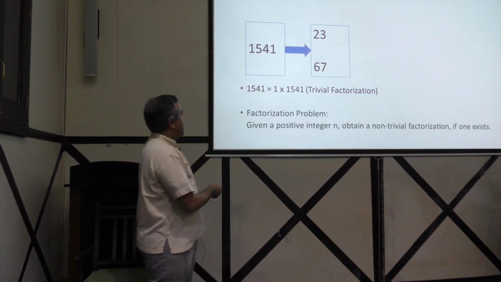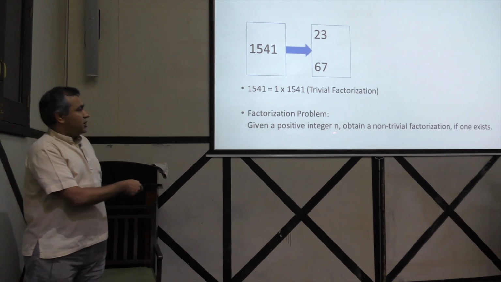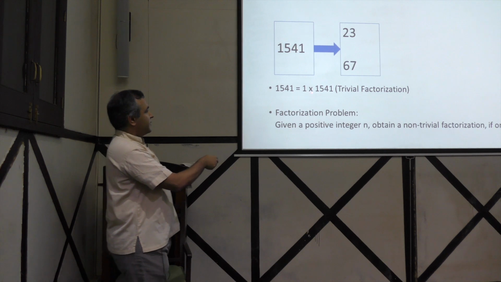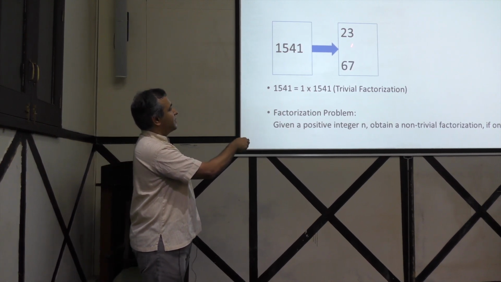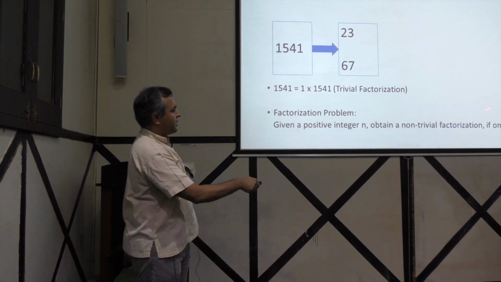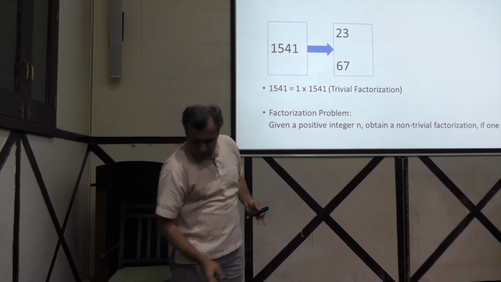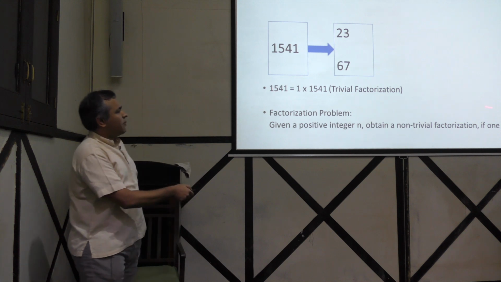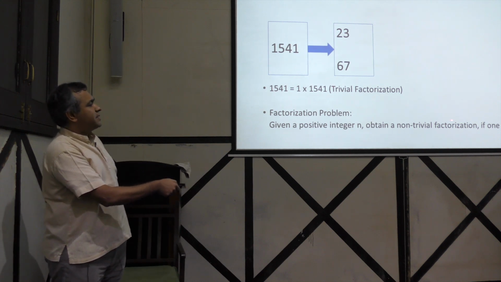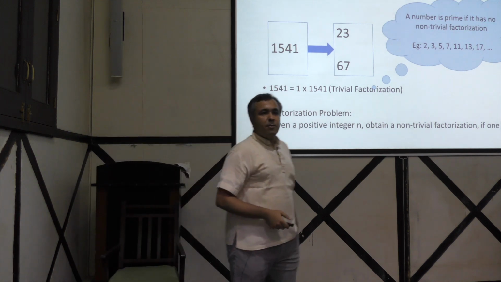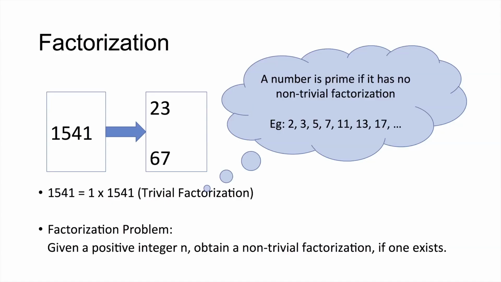So the factorization problem will be: given a positive integer n, obtain a non-trivial factorization if one exists. I don't want a trivial factorization. If such a factorization exists, give me one. Notice I've added the words "if one exists", and you should ask, why am I asking if one exists? Don't all numbers have a non-trivial factorization? That's not true, because there are certain numbers, the prime numbers, which have only trivial factorizations.